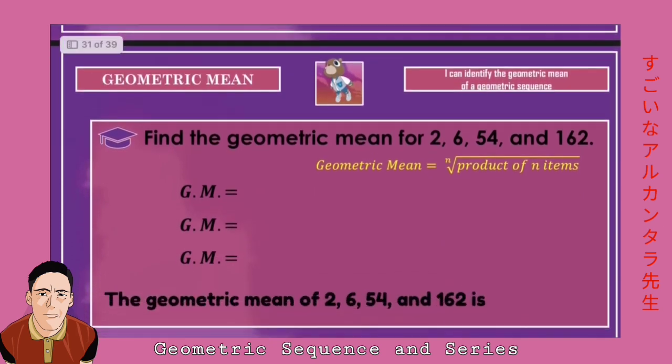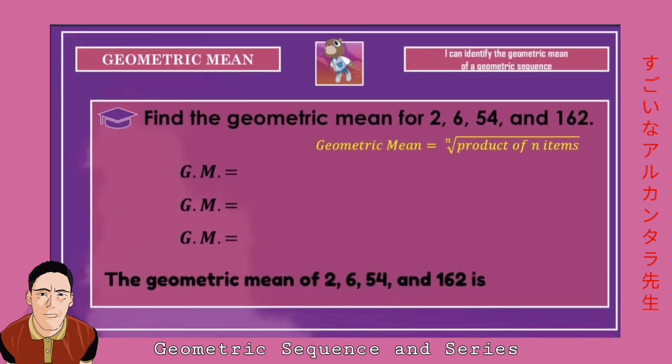Next one. Now, as you can notice here, there are 4 terms. So what does it mean? 1, 2, 3, 4. n is equal to 4. So we're now looking at the fourth root. Fourth root of 2 times 6 times 54 times 162.